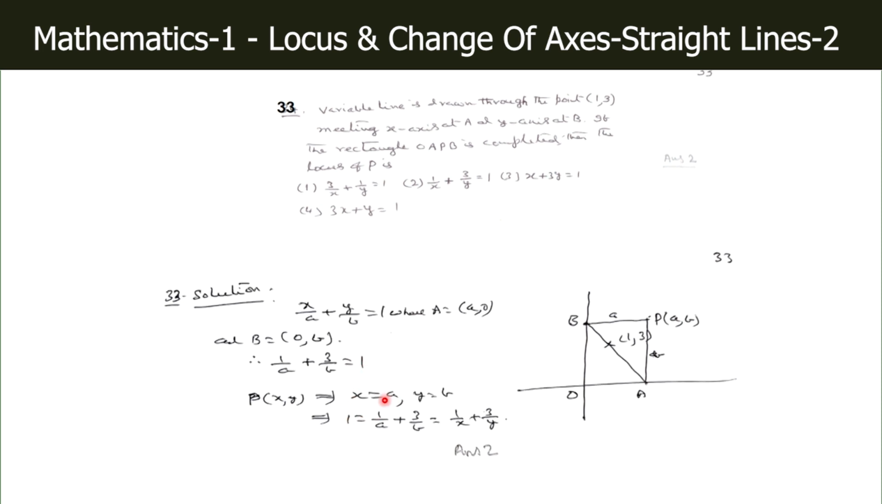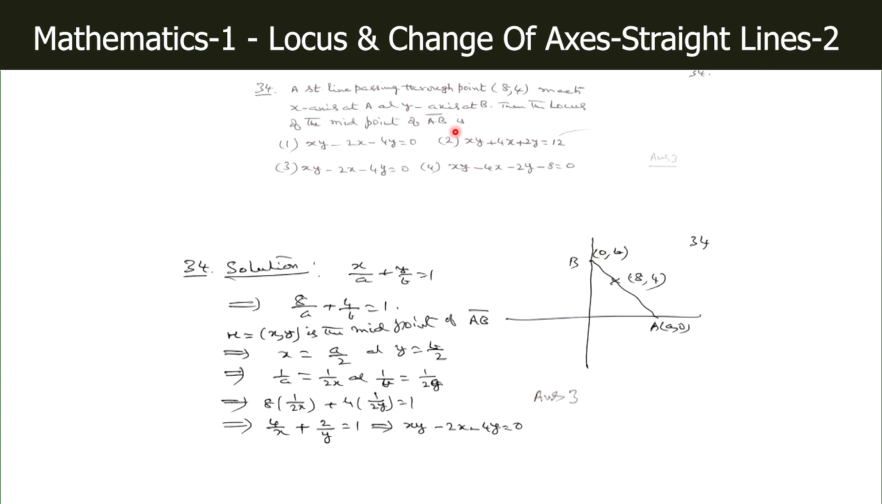Therefore, if you substitute these values in the above equation, 1 by A plus 3 by B is equal to 1, then you get 1 by x plus 3 by y is equal to 1, because x is equal to A and y is equal to B. So the locus of the point P is simply 1 by x plus 3 by y is equal to 1, which is option number 2.